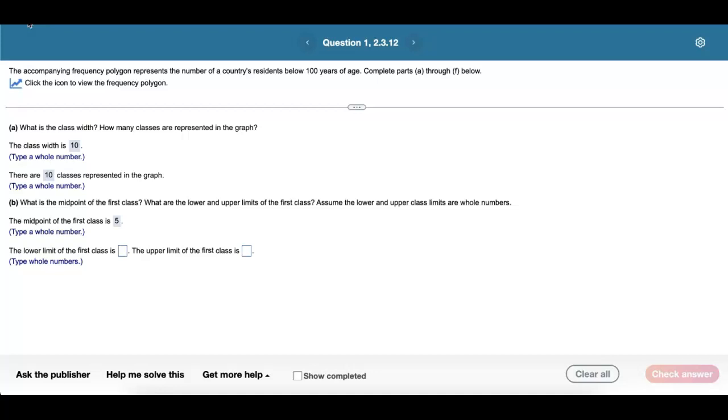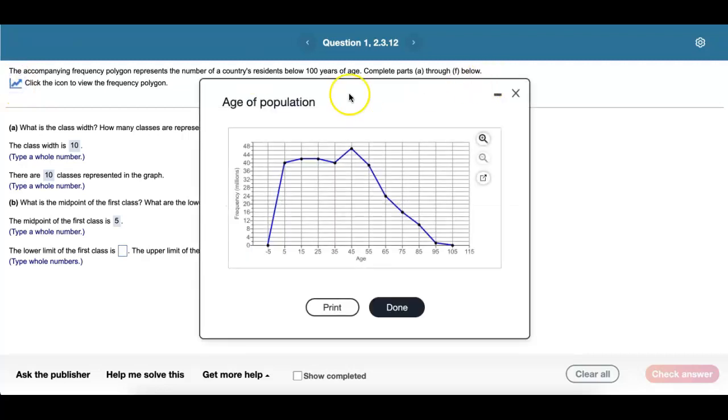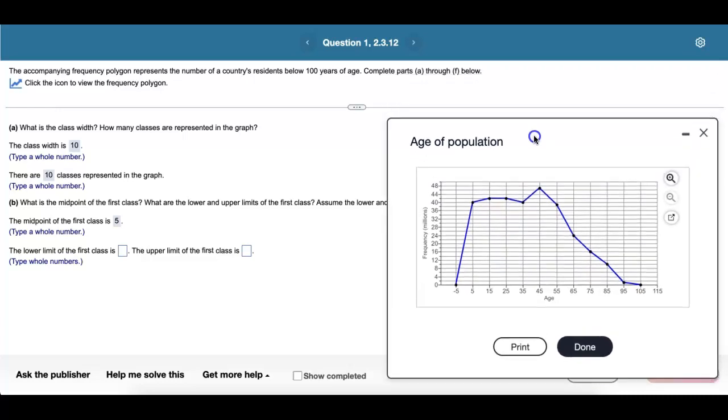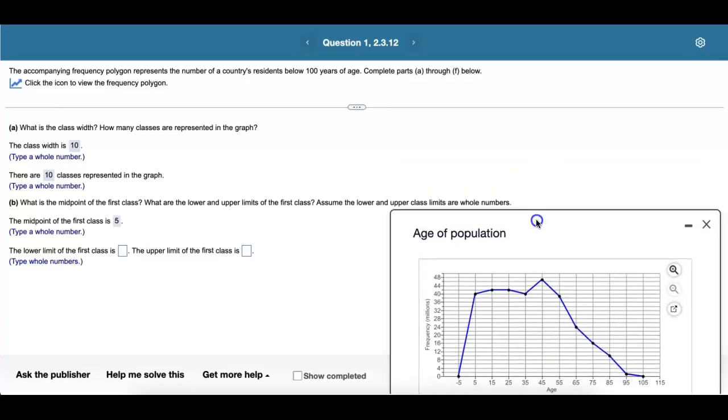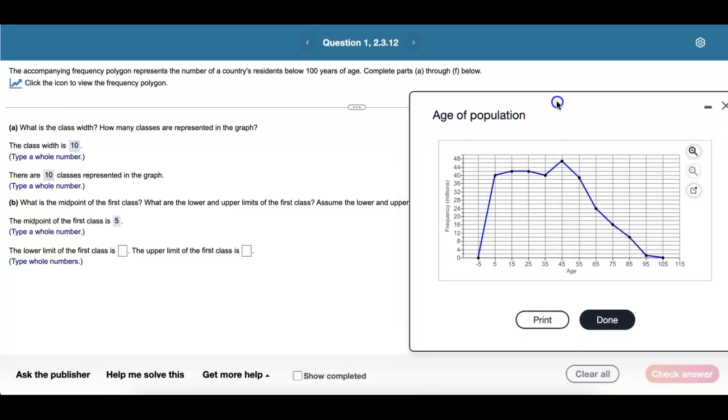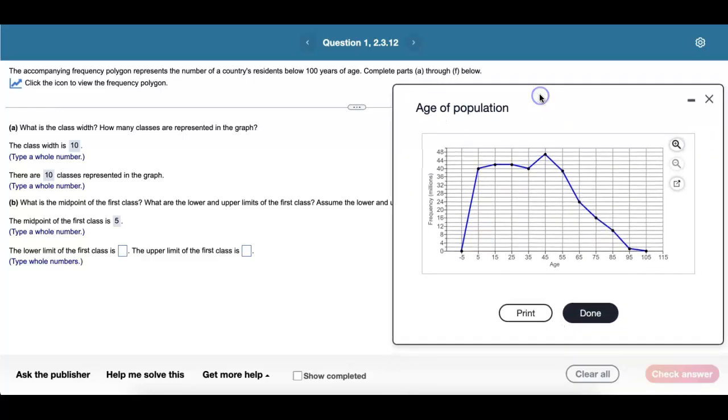In this problem, we will answer a few questions about a frequency polygon. Take a moment to pause the video to read the problem statement and the questions that are presented so far. One of the things I want to do is view this frequency polygon. I'm going to move it to the side. One of the things I will be covering is the piece about lower and upper class limits being whole numbers, so just keep that in mind as we work through this problem.